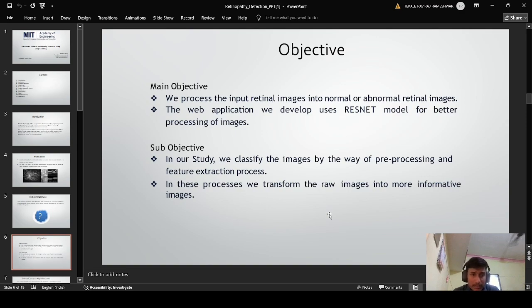Our sub-objective is that before we give the image to the model, we do some pre-processing. This means we clean and improve the image so the model can understand it better. We also performed feature engineering on the images and created new features, extracting important parts of the images that help in identifying if there is a disease or not. In short, we prepare the images properly, then let the model do classification.